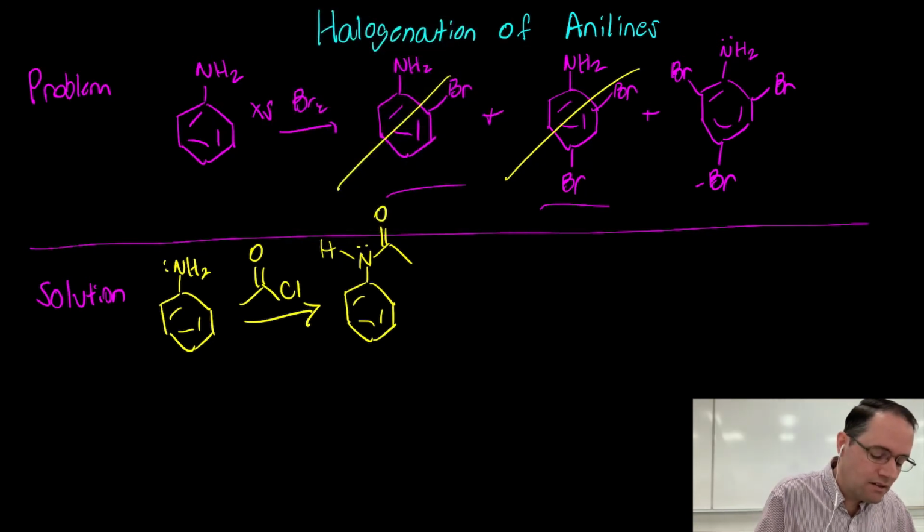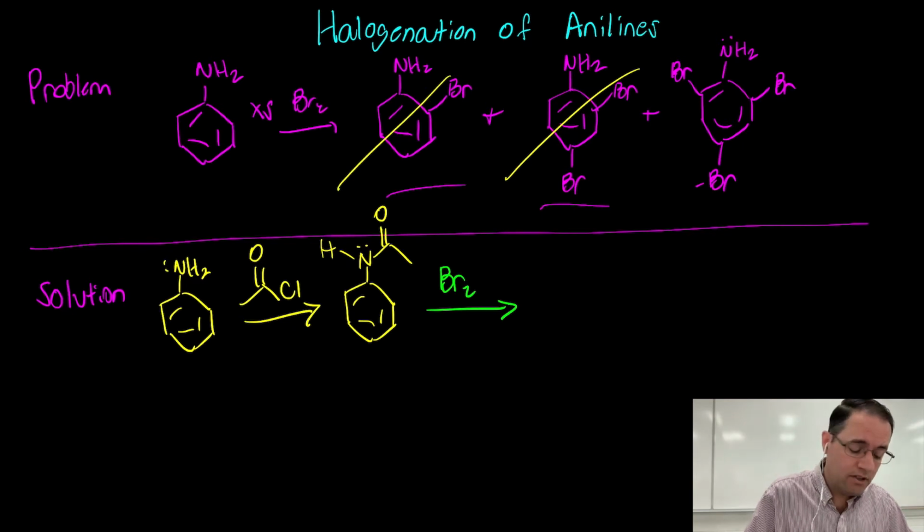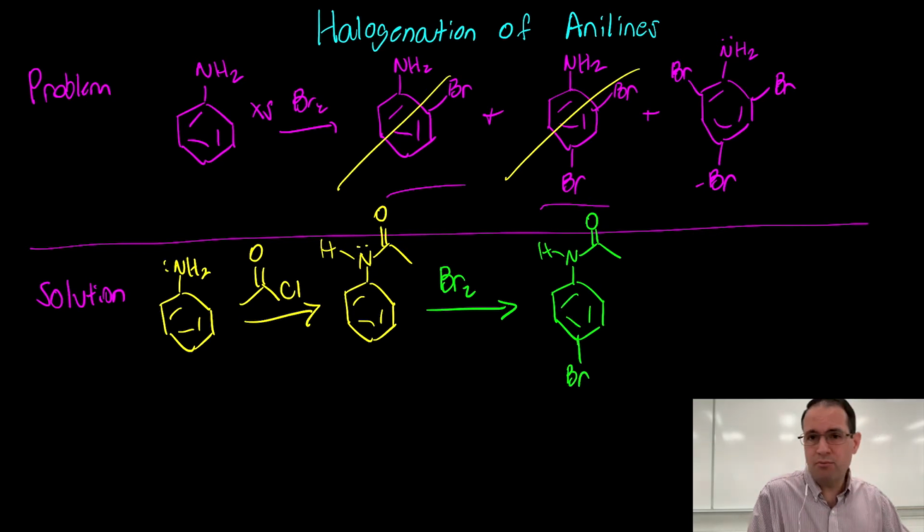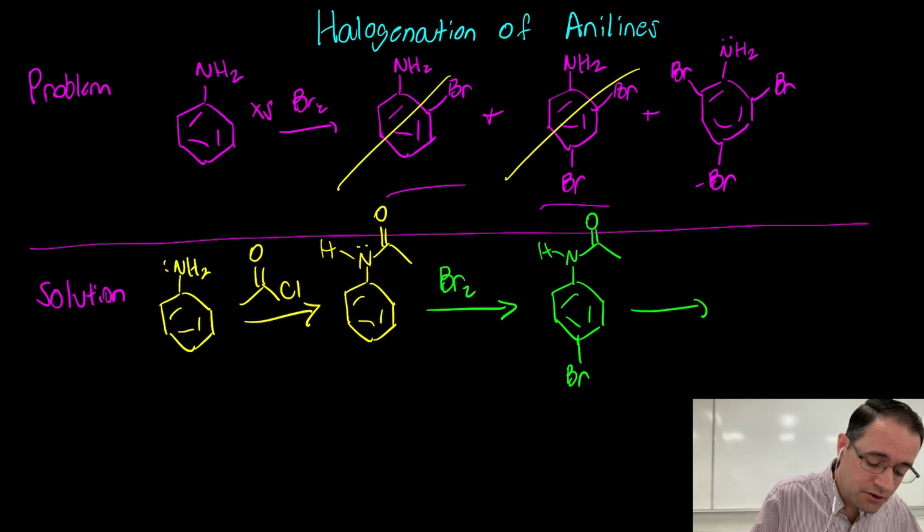Because of this fact, we have a successful monobromination event. If we treat this with 1 equivalent of bromine, we indeed will get the ortho and the para substituted molecules, probably primarily the para due to sterics, okay? So I'm going to draw the para bromo guy here, all right? Now, to remove the acetyl group, we treat this with sodium hydroxide or H3O+, okay?